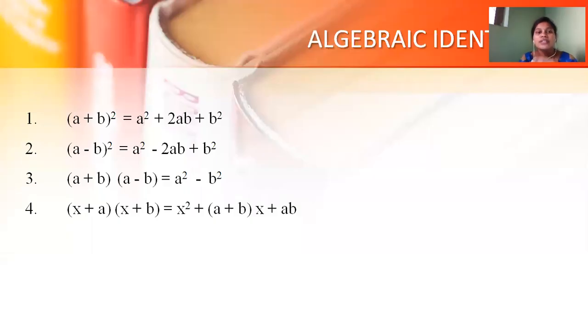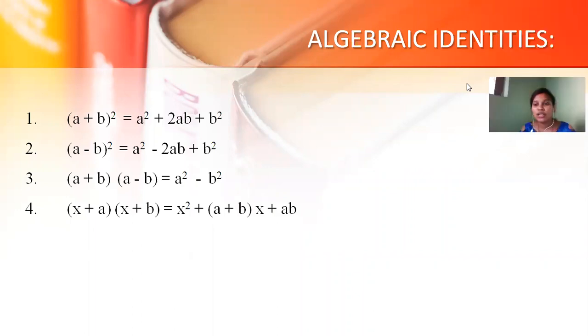Yes, so these are the first few algebraic identities. We have a total of 8 algebraic identities. Of these, you are only familiar with these four: (a + b) whole square, (a - b) whole square, (a + b)(a - b), and (x + a)(x + b). Suppose the polynomial is in the form a square plus 2ab plus b square. What are the factors of that? (a + b)(a + b). Here we have two equal factors. All these are the first four identities, and we are already familiar with them.